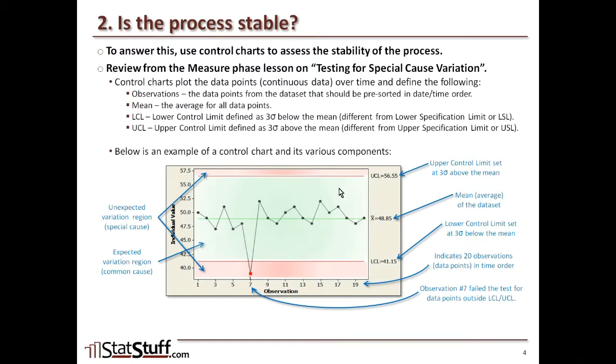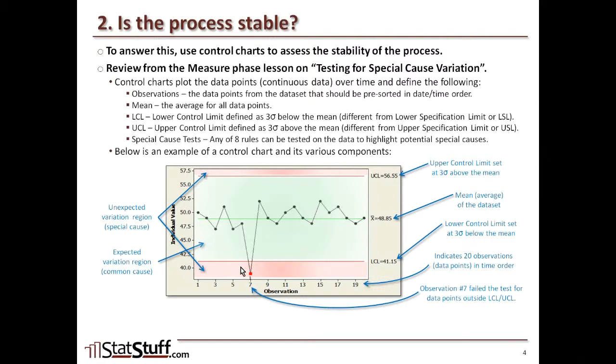Upper control limit refers to 3 standard deviations above the mean. And just like with the lower control limit, it's very different from the upper spec limit, or USL, again, which is what the customer wants, regardless of how many standard deviations it happens to be from the mean. And also special cause tests. These are among those 8 different rules that we had gone over in that lesson that help identify where there could be some special causes.